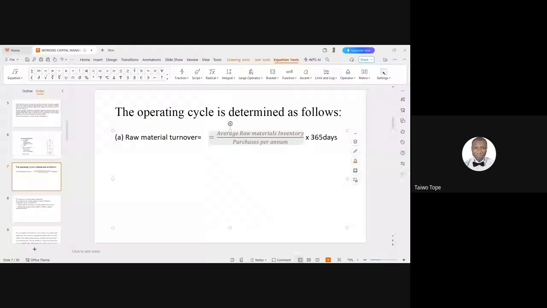Thank you, everybody. Yes. So this raw material turnover, just as you all said, shows how many times materials are issued for production purpose. Now, the question we should ask ourselves, what will be the interpretation of our results? When we have a higher turnover, it will indicate what?